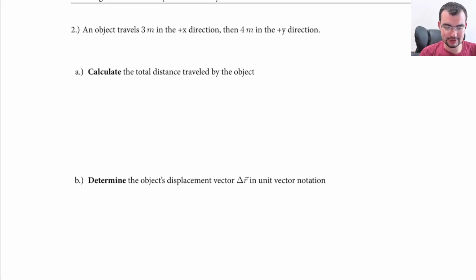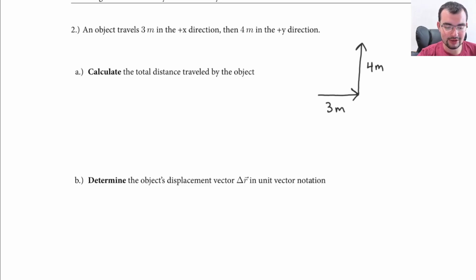All right, an object travels 3 meters in the plus x direction, then 4 meters in the plus y direction. So we'll start off strong with our first general physics principle: if you don't have a picture, you should always draw one. So we have an object that first traveled 3 meters in the plus x direction. Then we travel 4 meters in the plus y direction.